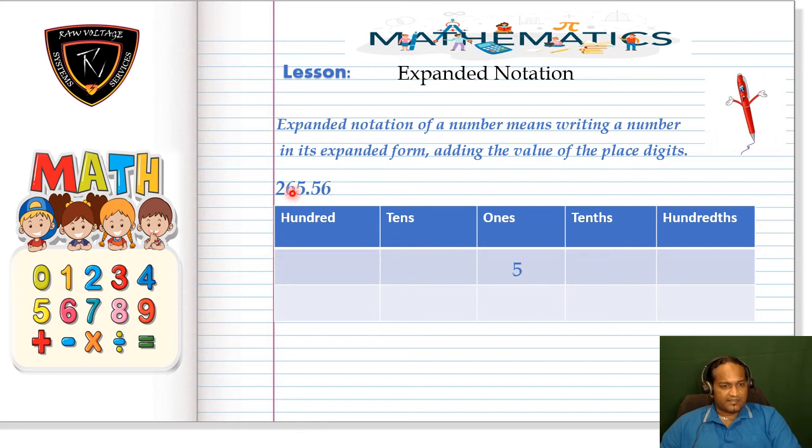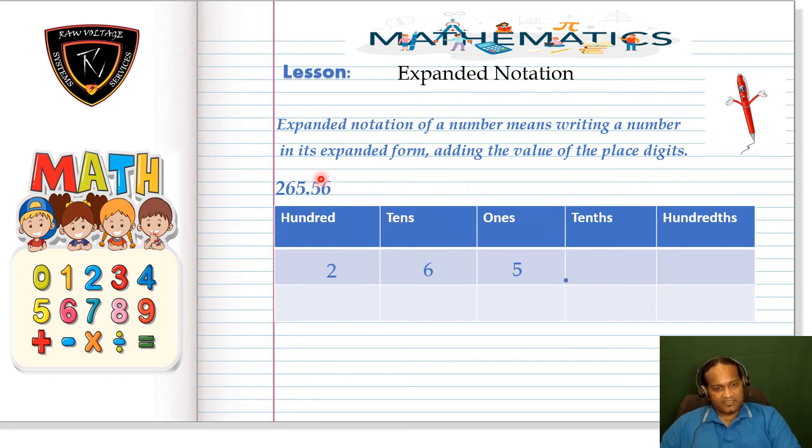The 6 here is 6 tens, so we put the 6 in the tens column. This 2 is 200, so we put the 2 in the hundreds column. Remember our decimal point. We have our decimal point here, so we put the point in the center.